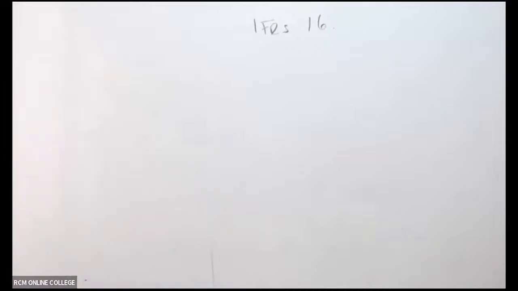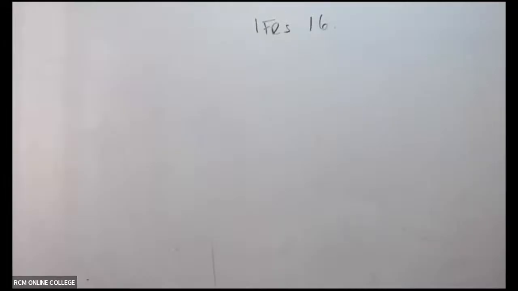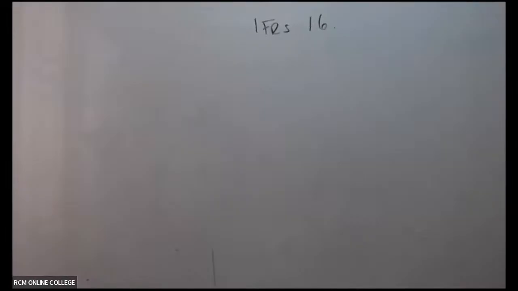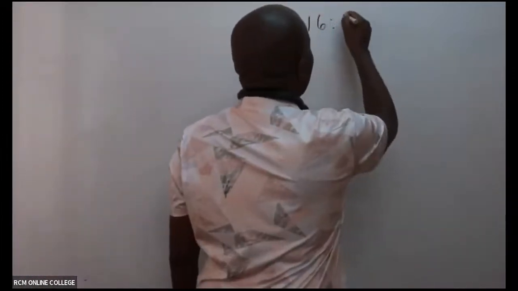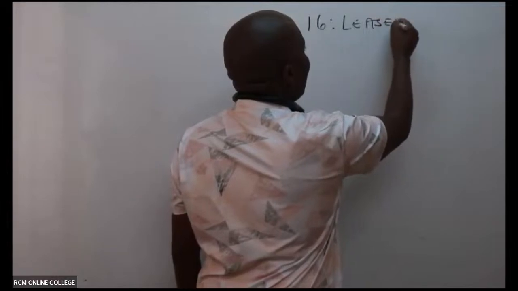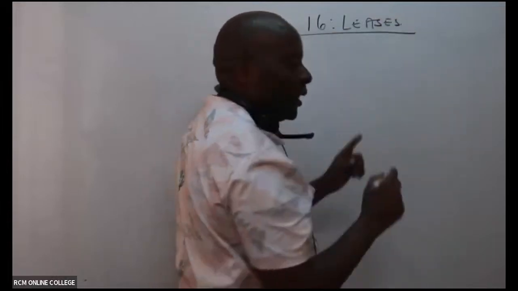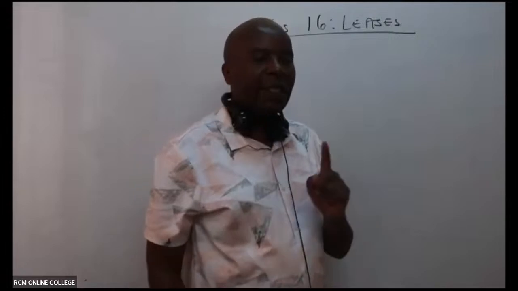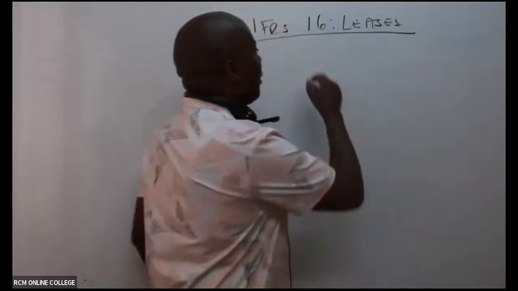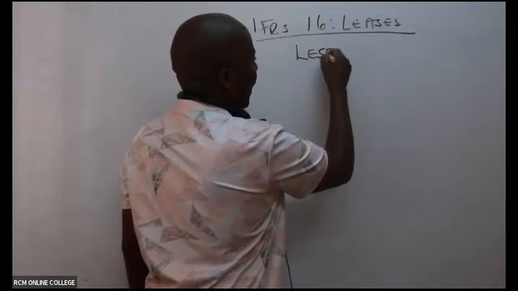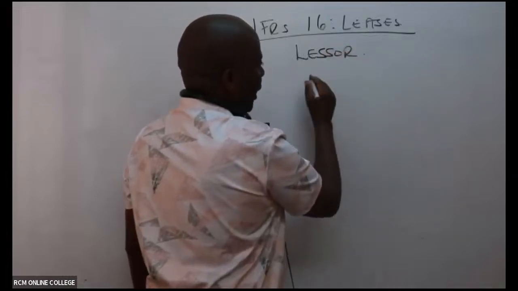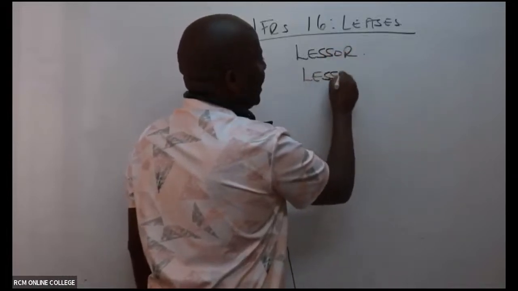All right. So whenever we talk of IFRS 16, what are we supposed to be thinking about? Leases. Now, remember, by definition, what are leases here? Under leases, we are going to have two parties involved. We have the landlord, or rather the owner of the asset, called the lessor, and then we have, in this case, the lessee.